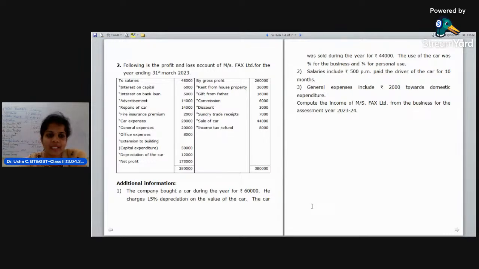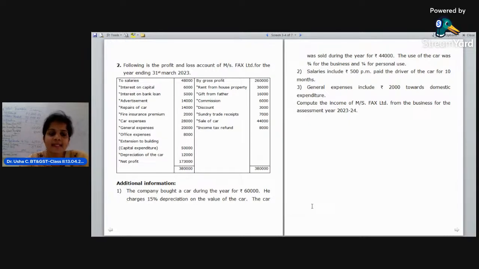Next, interest on capital, it is 6,000. There are still more problems to do. I will also work out one or two problems, but you have to do it from your end, and I will explain in detail. Whatever I am analyzing, take a complete note and do it from your end. Interest on capital, being an inadmissible expense, we have to add it back.